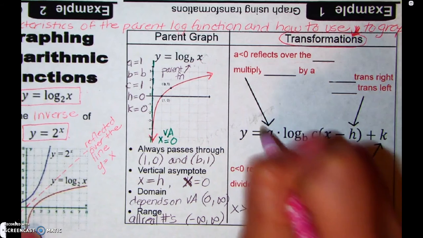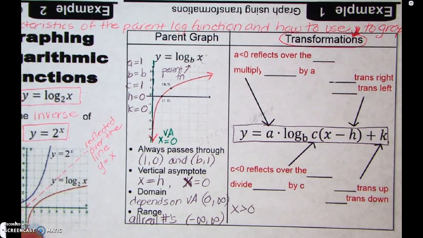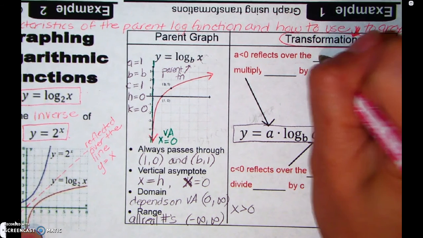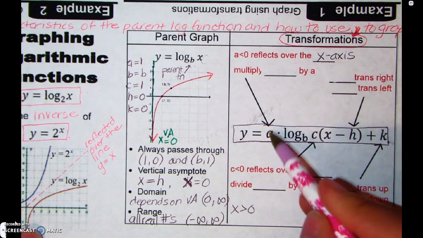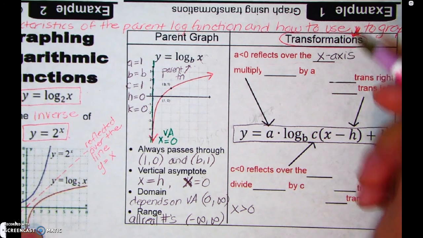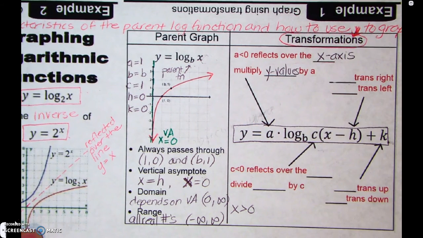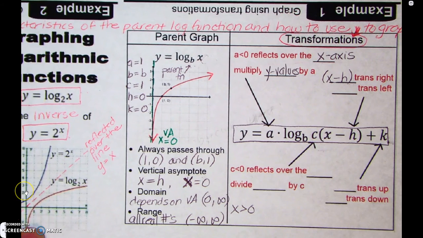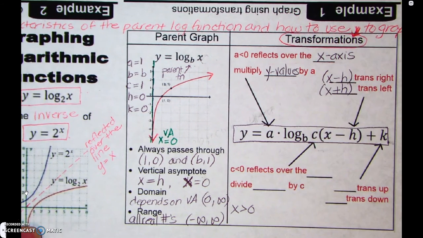Okay, here's our general form. A, which is the number in front of the log, reflects over the x-axis if A is less than 0. You would multiply all of the y values by A. If you have x minus h, it would translate to the right. If you have x plus h, it would translate to the left.